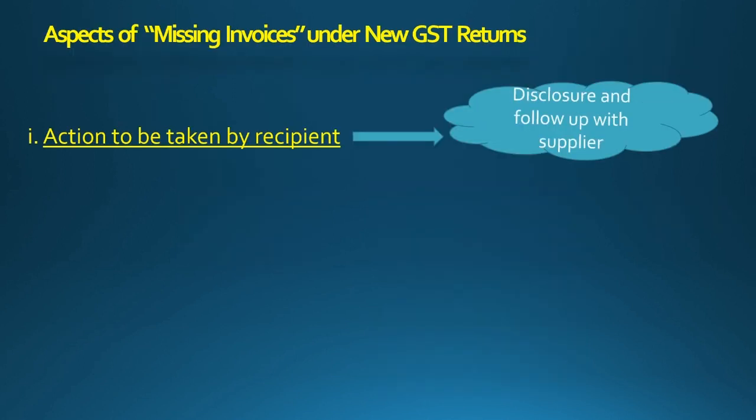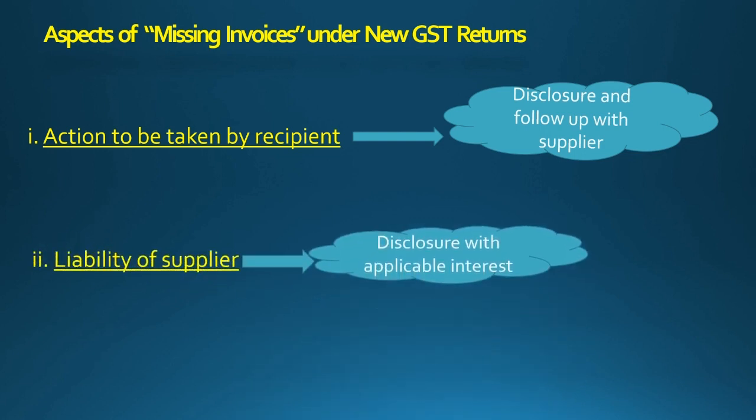Now we'll look at the second aspect of missing invoice, that is liability on the supplier. The supplier has to report the missing invoice in form GST Annex 1 in the relevant table. He is also liable to pay interest because of delayed payment of tax. Currently, the rate of interest on delayed payment of tax is 18%. So, all these things are to be kept in mind relating to the missing invoice.